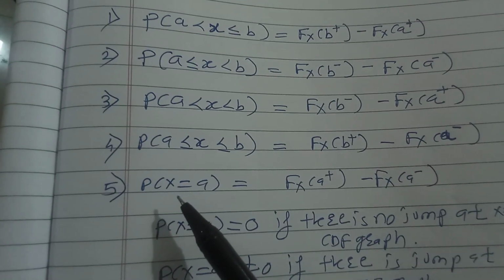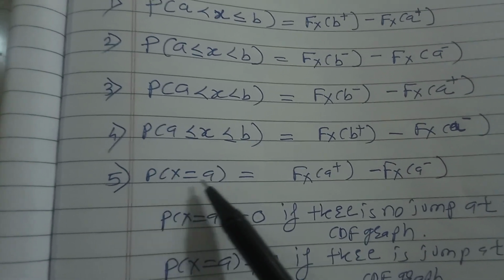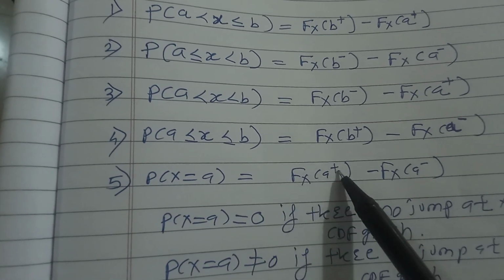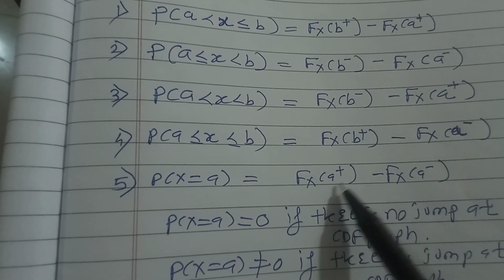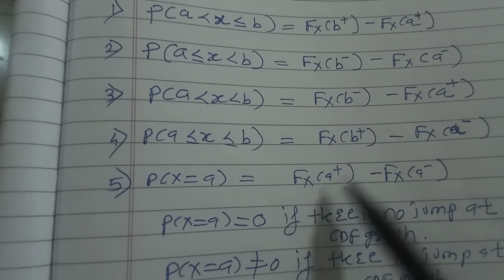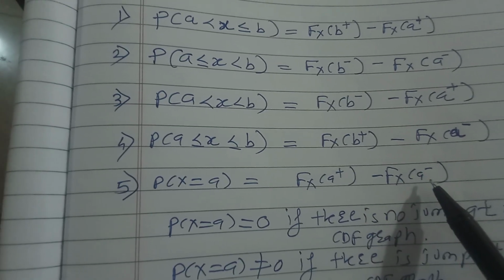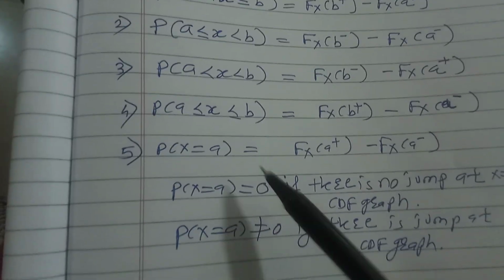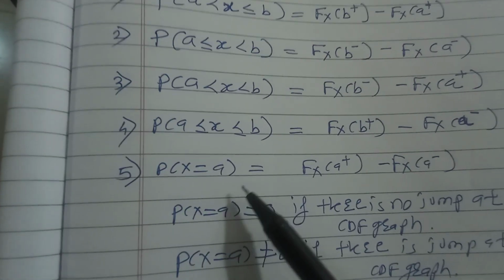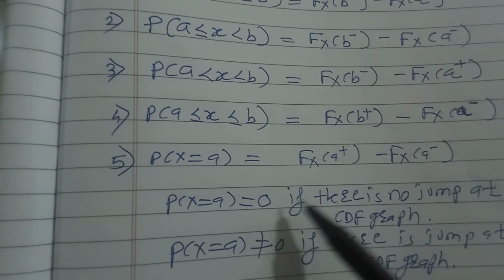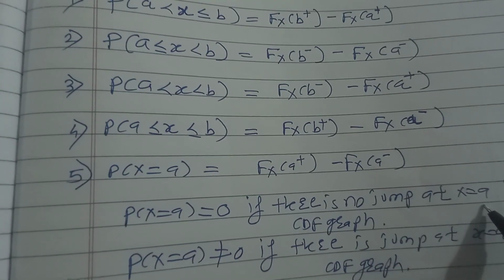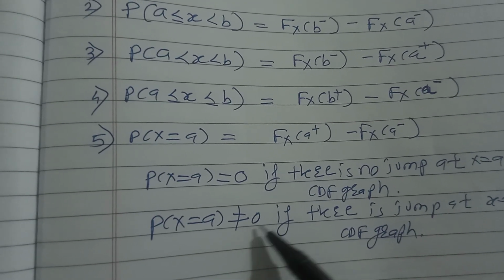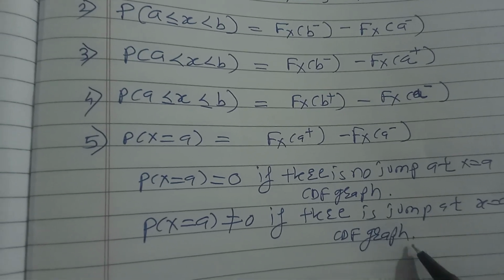Now we can use the CDF graph also to find the probability at a point. So probability at X equal to A is the CDF at A plus, which is just ahead of A, minus Fx at A minus, which is just behind A. So probability at X equal to A, that is probability at a point, is equal to 0 if there is no jump at X equal to A in the CDF graph, and it is not equal to 0 if there is a jump at X equal to A in the CDF graph.